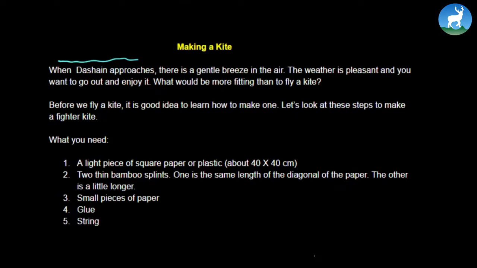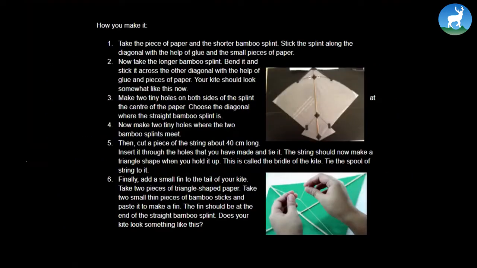Now see, what we are making here is a fighter kite. So what are the materials you need to make a fighter kite? What you need: a white piece of square paper or plastic about 40 by 40 centimeters. Two thin bamboo splints. One is the same length as the diagonal of the paper. The other is a little longer. Small pieces of paper, glue, and string. Now take the piece of paper. Now how do you make it?